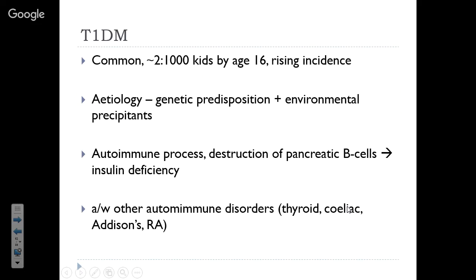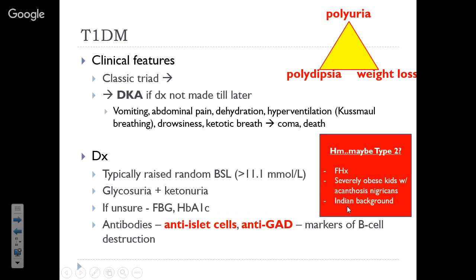Because it is quite common, and it's rising in incidence, so you'll see more and more of it as you go into the profession. There's a variety of etiological factors involved in diabetes, and remember type 1 is an autoimmune process, so destruction of the beta cells of the pancreas causing insulin deficiency. Because it's autoimmune, it's also associated with other autoimmune diseases, so thyroid, celiac, and Addison's as well. Clinically, for type 1 diabetes, you get this very classic triad of polyuria, polydipsia, and weight loss. So if that's anywhere in an EMQ stem, just think diabetes straight away.